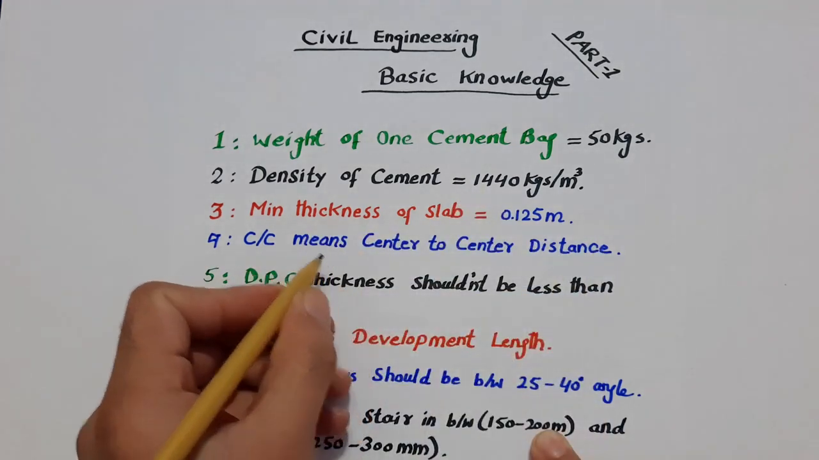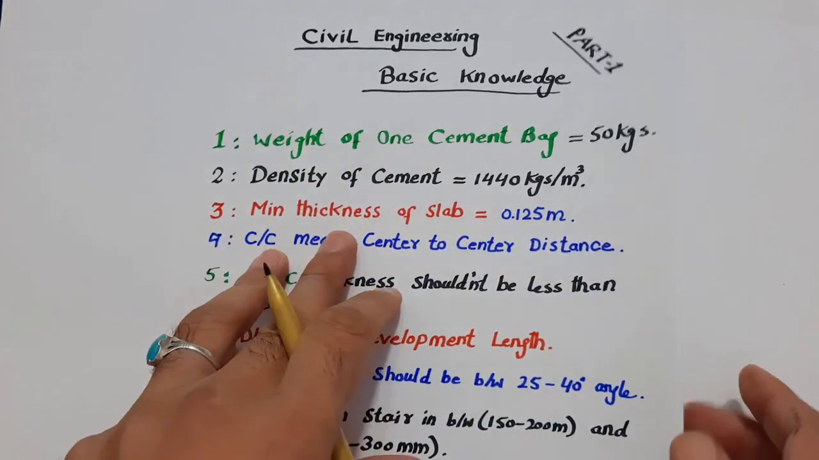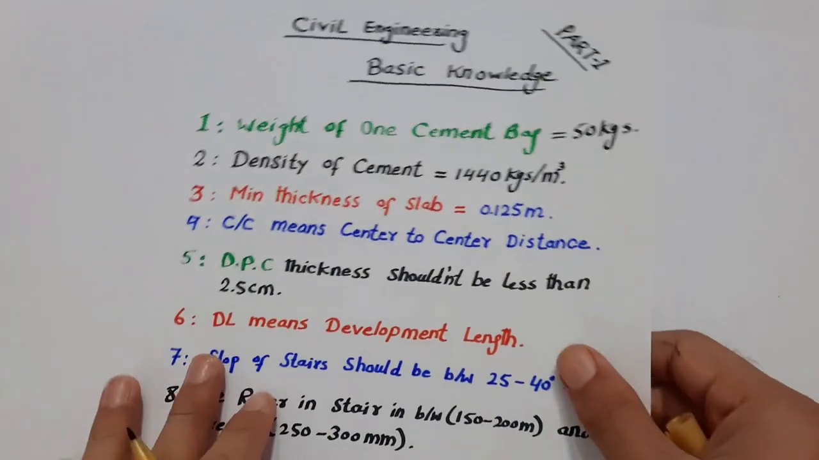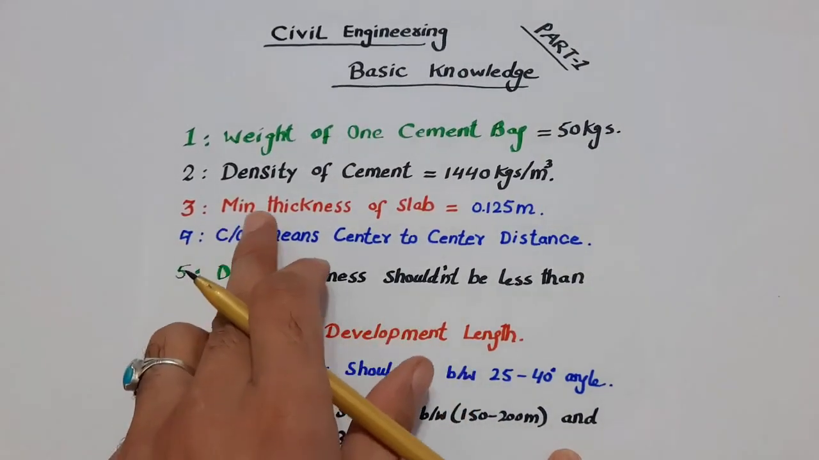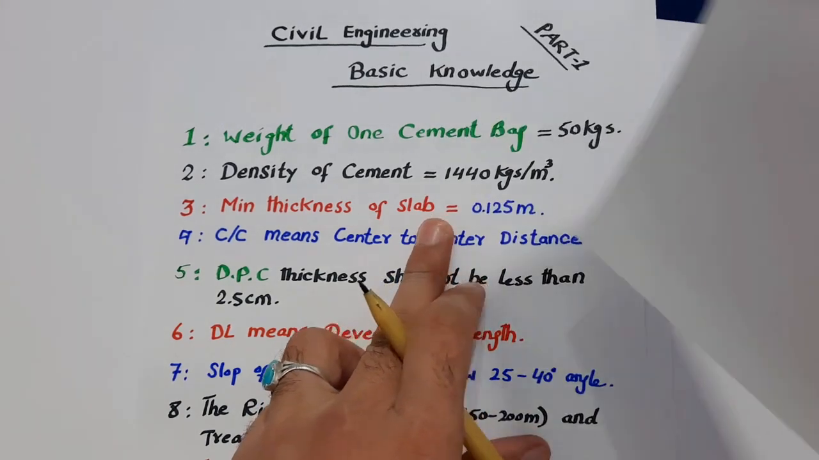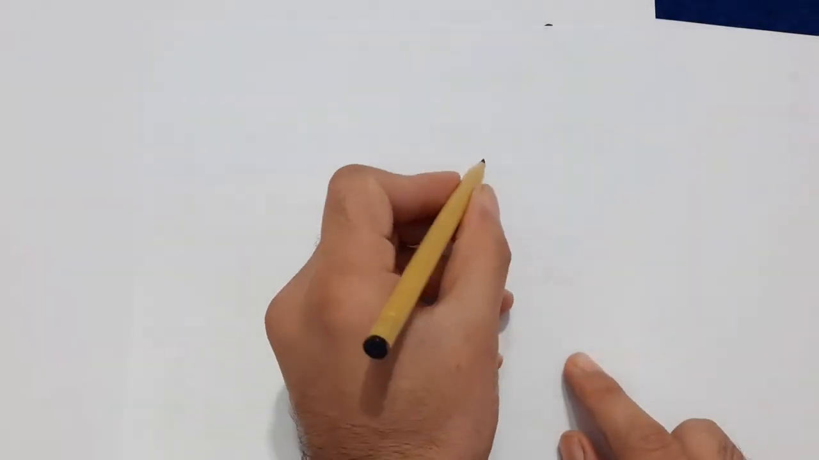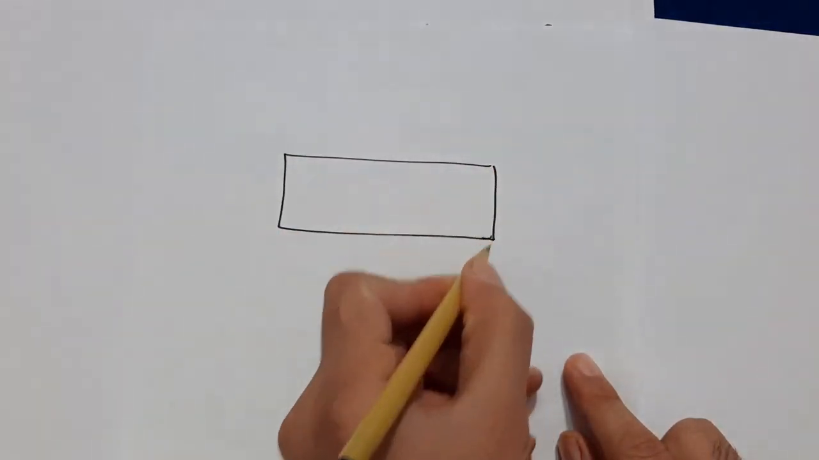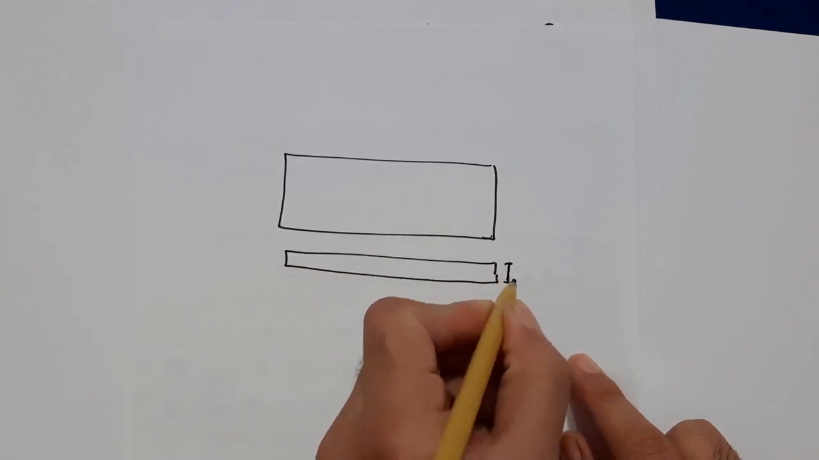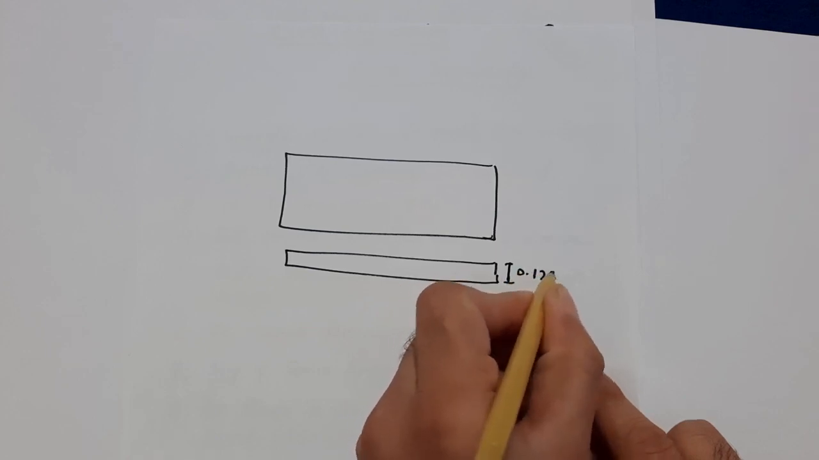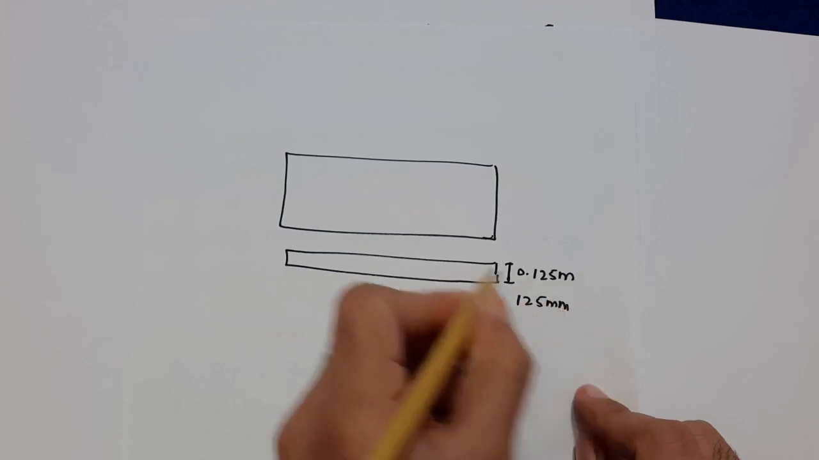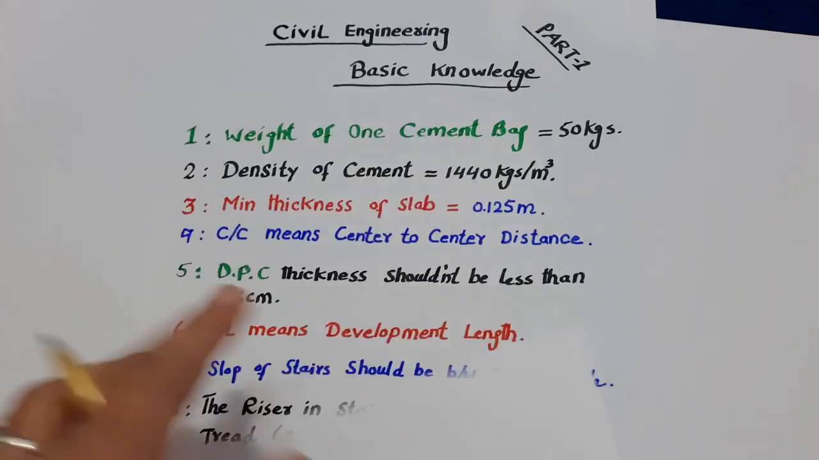The third one is the minimum thickness of slab. We have about 15 points, as you can see, till 15. You can see here this is the top slab, and this is the cross section. The thickness of the slab should be minimum 0.125 meter or 125 millimeters.